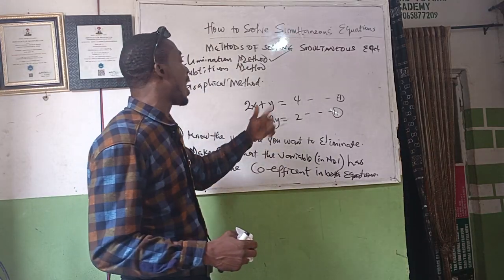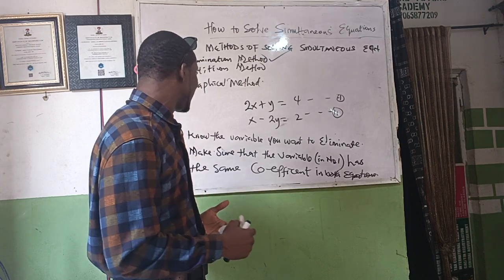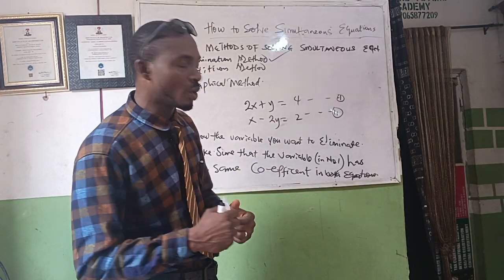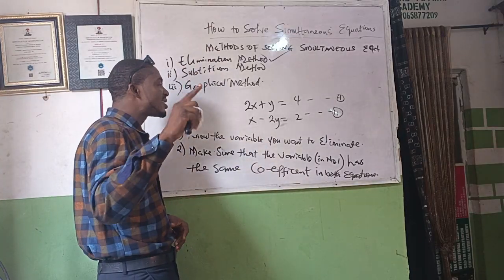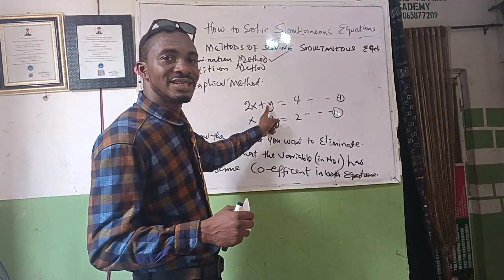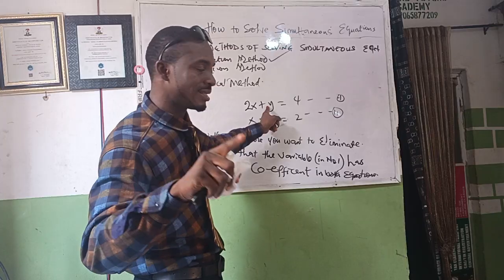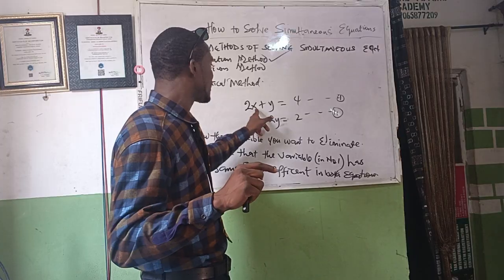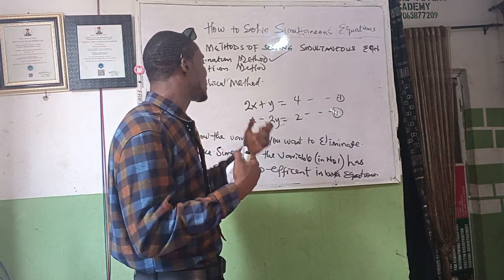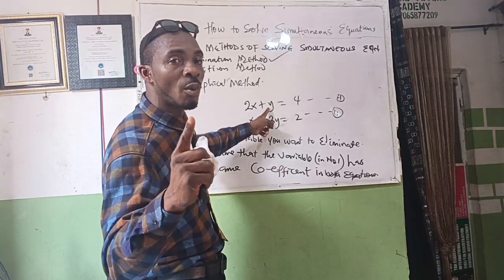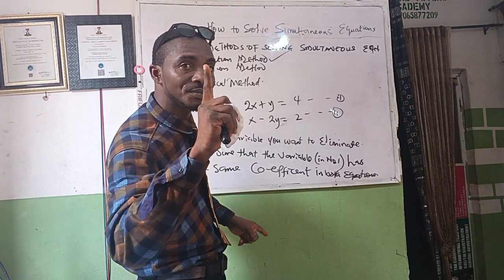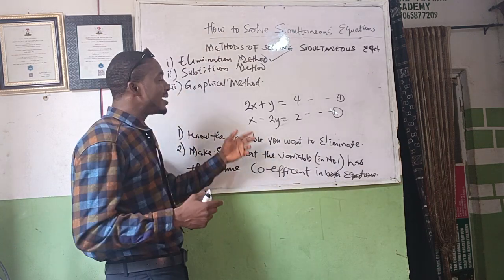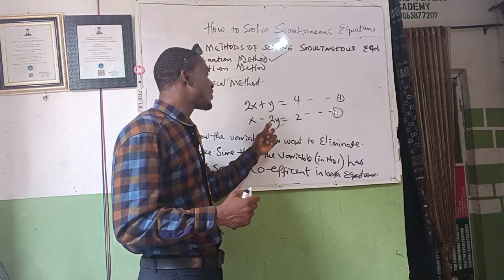Now I have chosen variable y that I want to eliminate, but the question here is that variable y in equation 1 has 1 as its coefficient. Let me quickly tell you the meaning of coefficient. Coefficient simply means the number attached to the variable or the number multiplied by the variable. Like x here, x in equation 1, the coefficient is 2. That's the number attached to x, the number multiplied by x. Now y in equation 1, the coefficient is plus 1. And y in equation 2, the coefficient is minus 2.